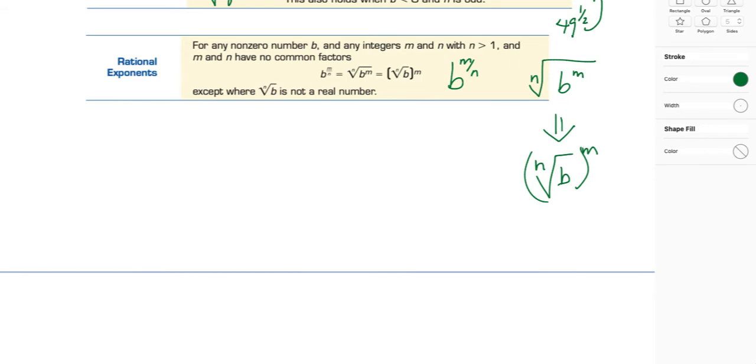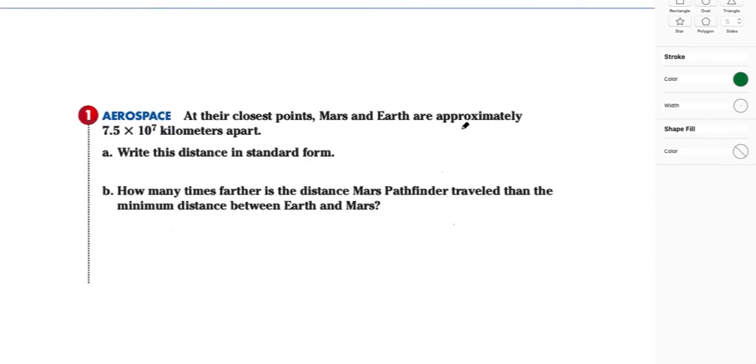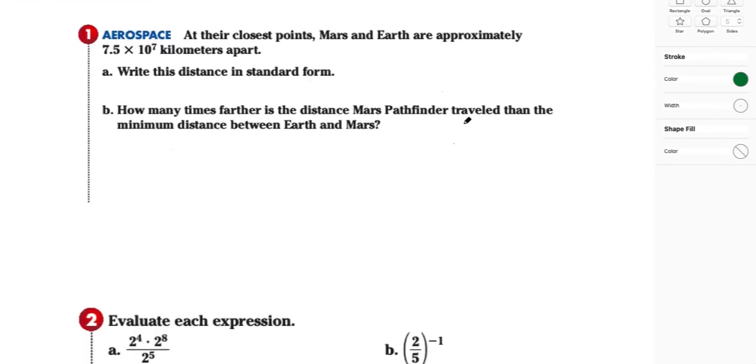All right, so with that, I think it's time for us to look at some problems or examples. So at the closest point, Mars and Earth are approximately this distance apart. Write it in standard form, and you would say gladly.